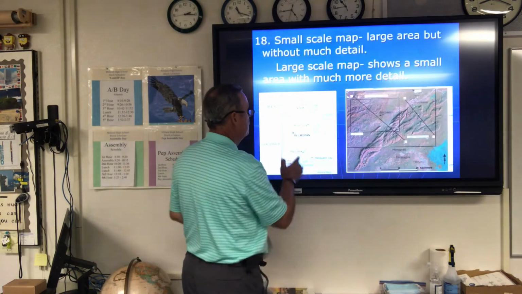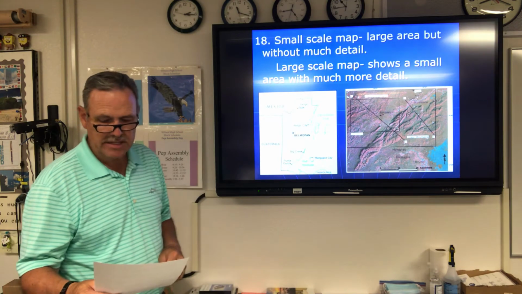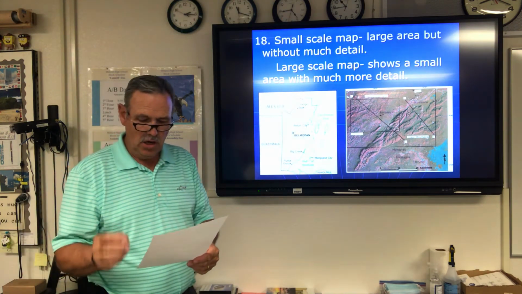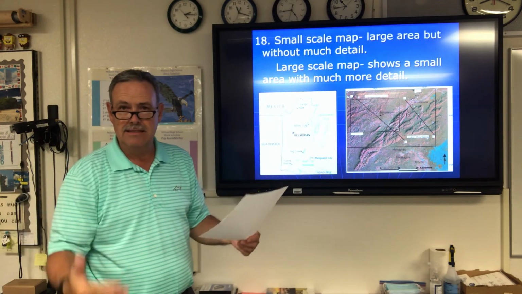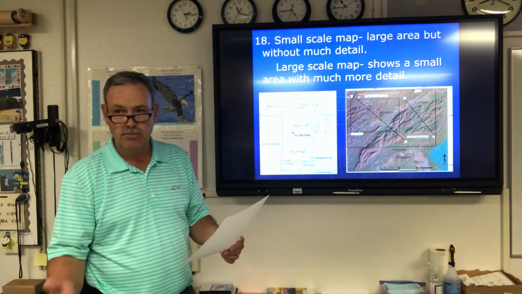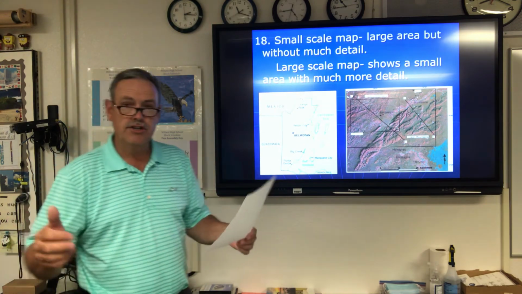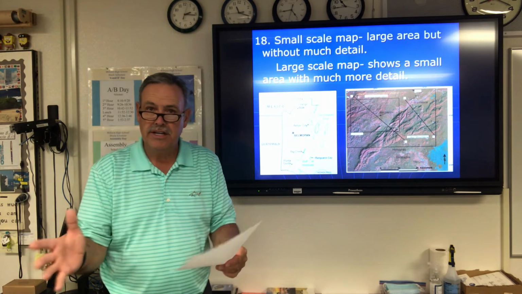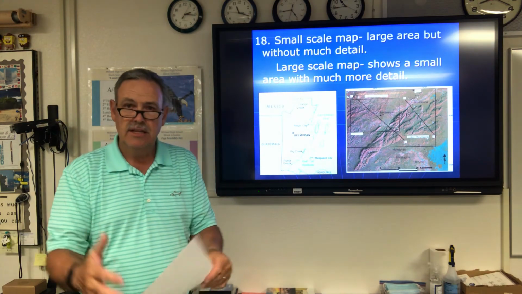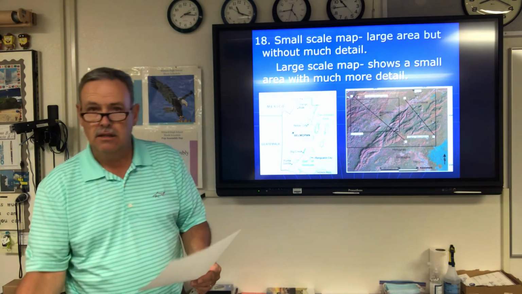Okay? So these can be confusing. We have a small scale map. This has a large area, but because it's so large, it lacks detail. So small scale, small amount of detail. A large scale map shows a smaller area with more detail. Because it is a smaller area, it's going to show a lot of detail. So large scale, large amount of detail.